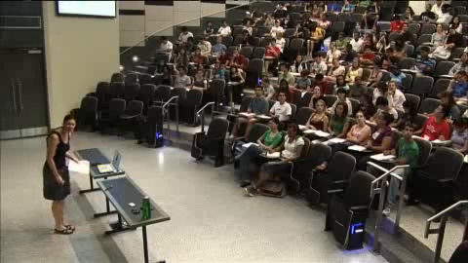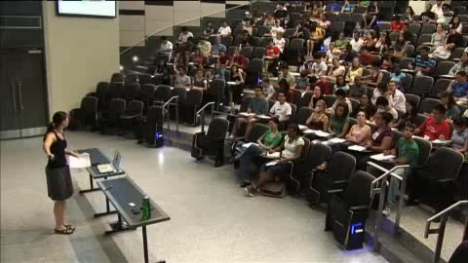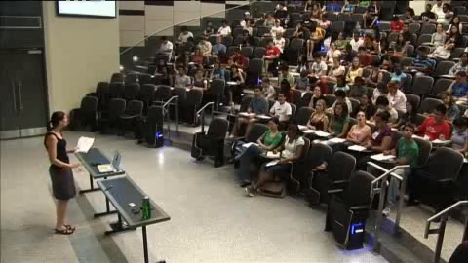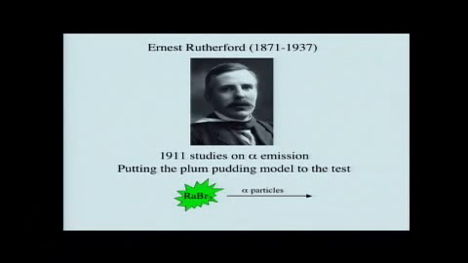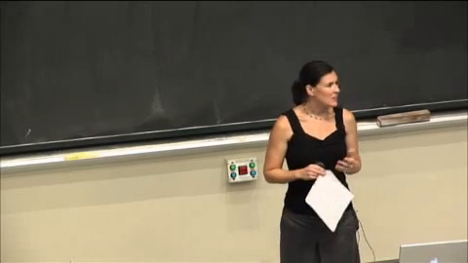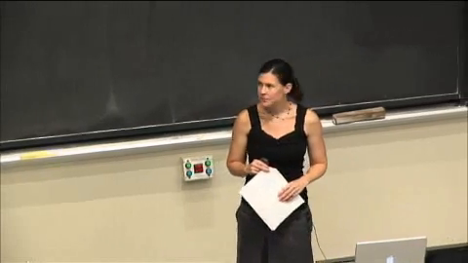However, as you know, we didn't stop at the plum pudding model, which is good because it's a little goofy, so it's nice to move on from that. And move on we did about 10 to 15 years later. Another physicist, Ernest Rutherford, actually put this plum pudding model to test. And he did it through studies that he'd been doing on radiation that was emitting something called alpha particles.